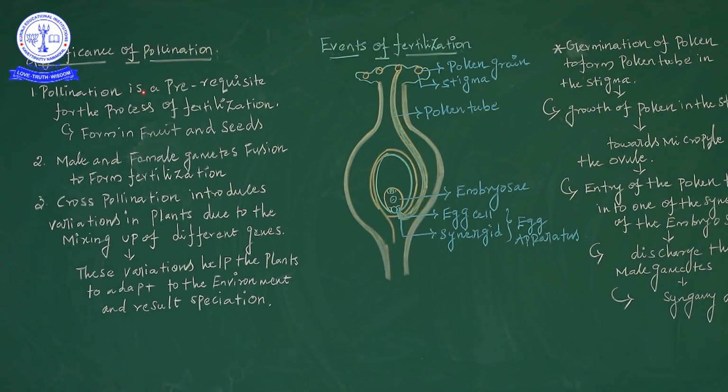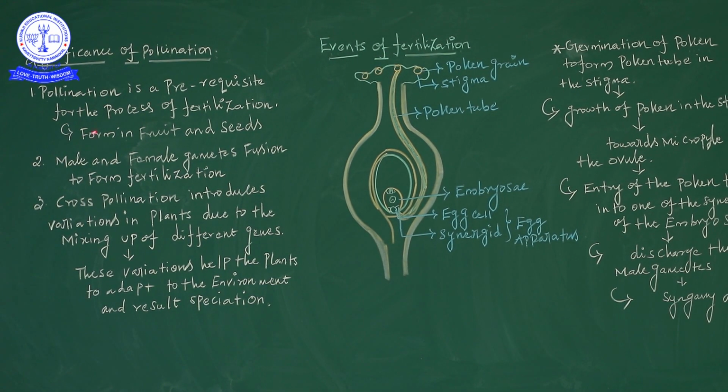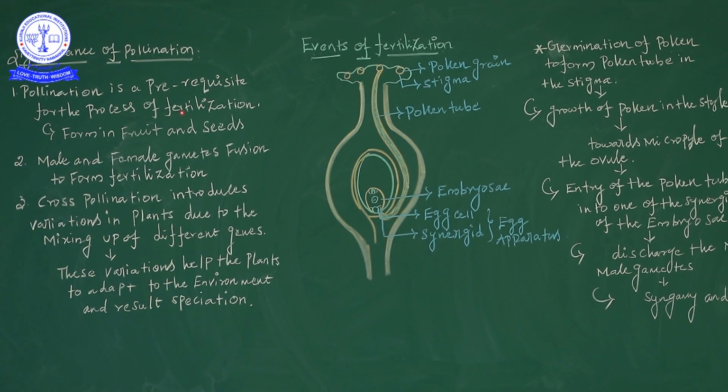So first of all, the pollination is a prerequisite for the process of fertilization to form the fruit and seed. Okay, seed means that is formed from the ovule. Ovule forms the seed. Ovary forms the fruit. Okay, and then the male and female gamete fuse to form the fertilization. The fertilization especially involves the male and female gamete.